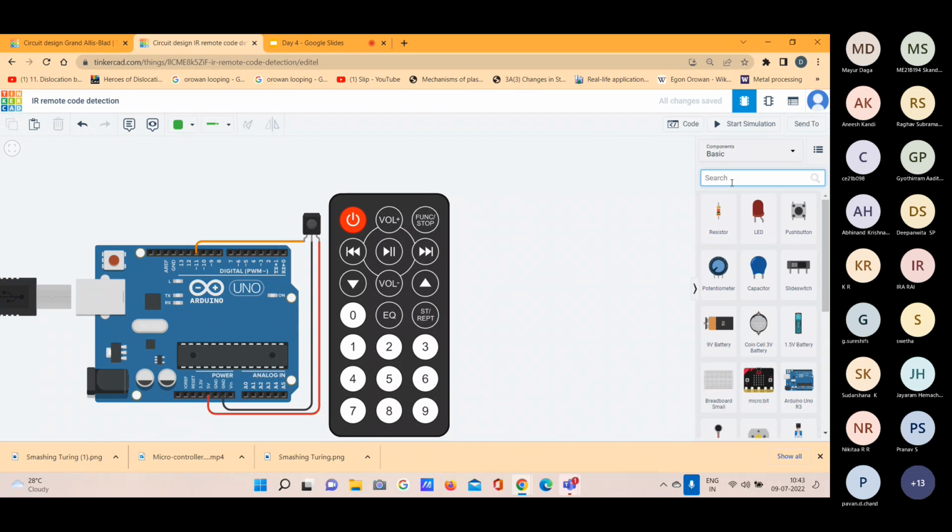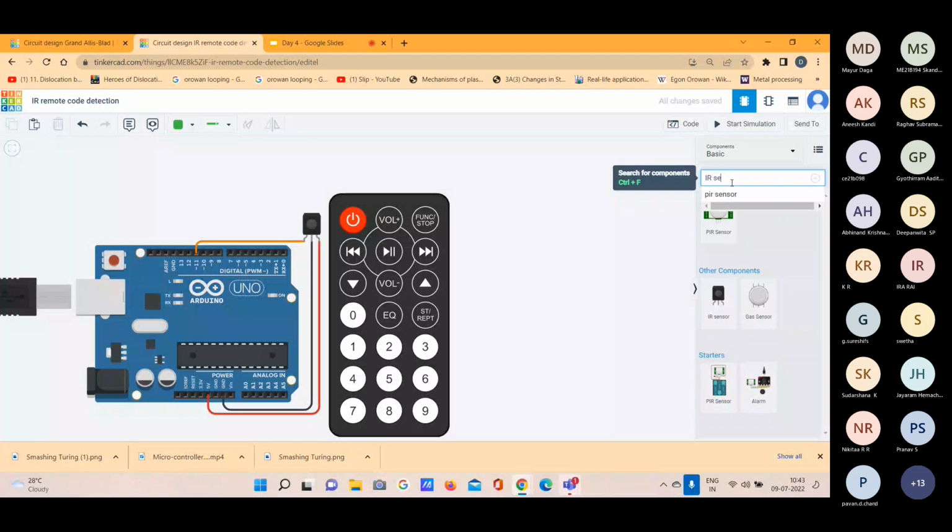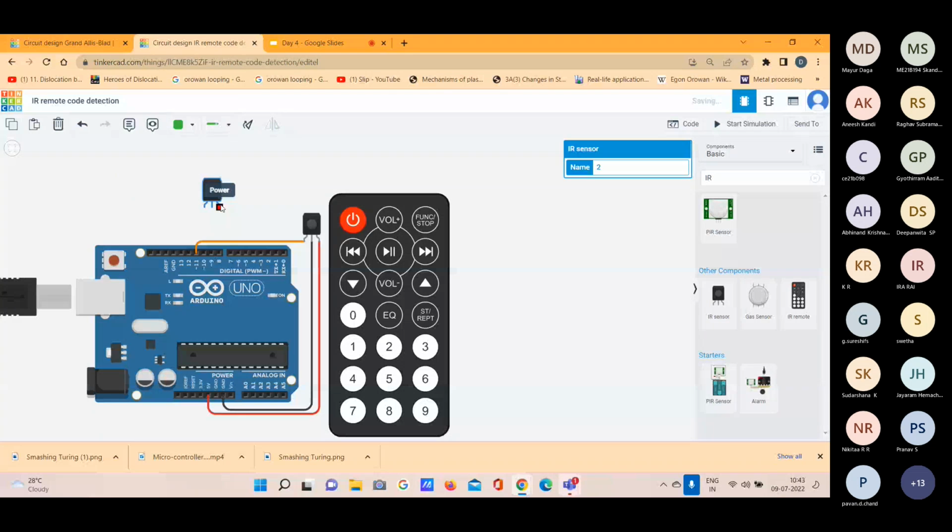Take an Arduino and an IR sensor. Search for the IR sensor, take it out and put it here, and also take one IR remote and drag it and put it here. Go through the pinouts of this. This is the power pin, this is the ground pin, and this is the output pin, which sends the binary signal to your microcontroller, that is, the Arduino.